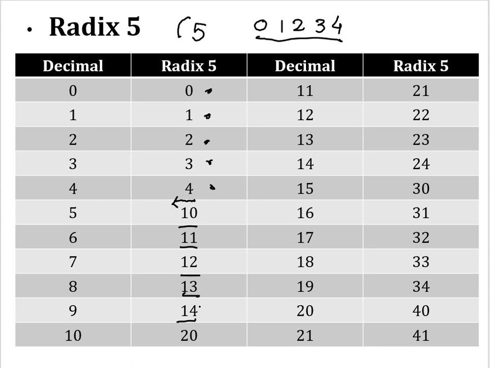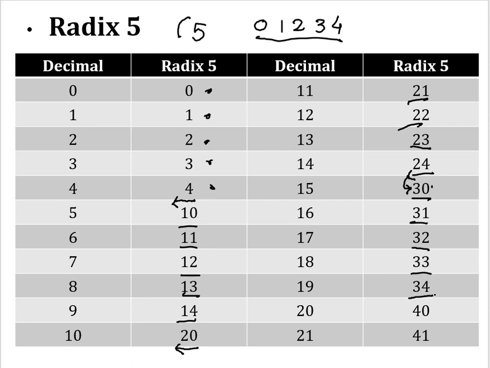Now this 4 is finished over here, so again we need to add 1 on the left hand side. It becomes 2, and the sequence starts again with 0. So 20, 21, 22, 23, 24. Now 4 ends over here. Again we need to add 1 on the left hand side. So the 2 is increased to 3, and the sequence is repeated from 0. So 30, 31, 32, 33, 34.